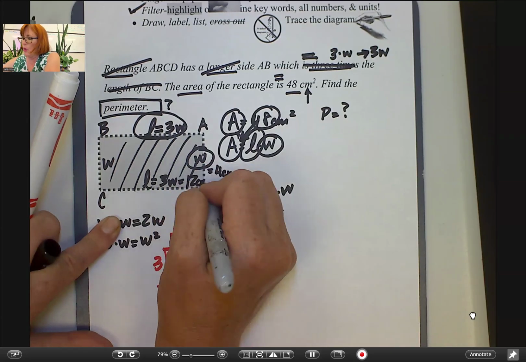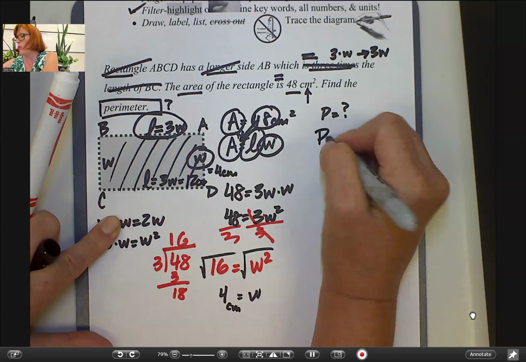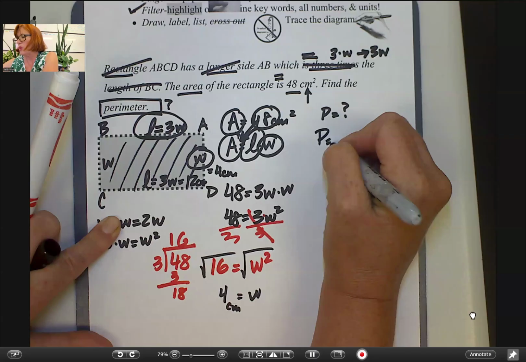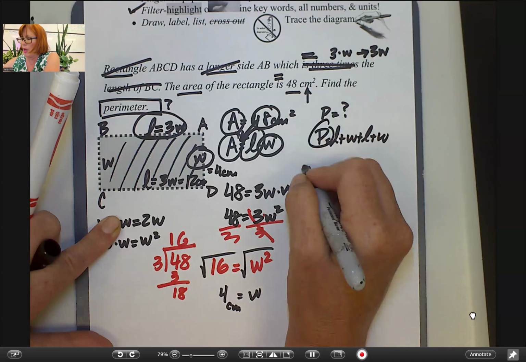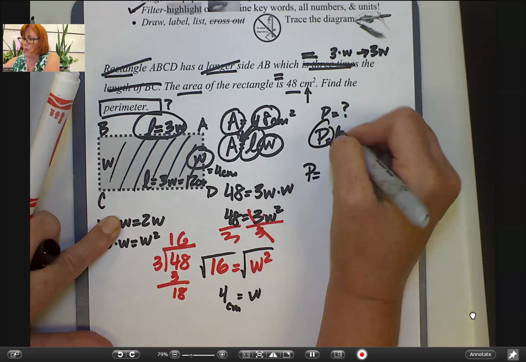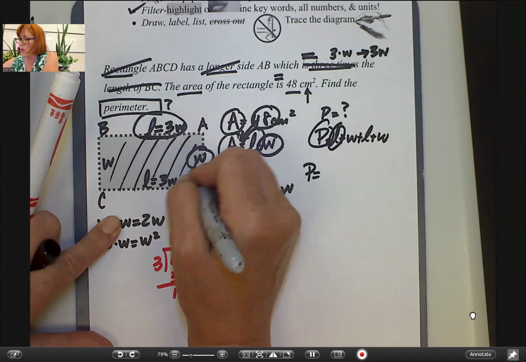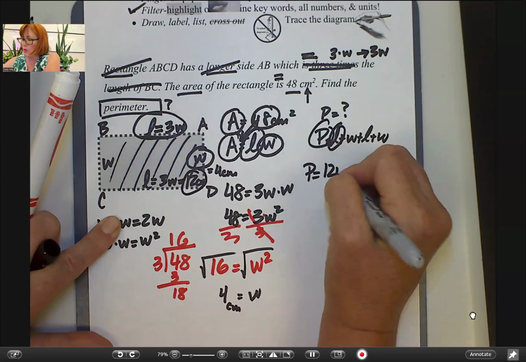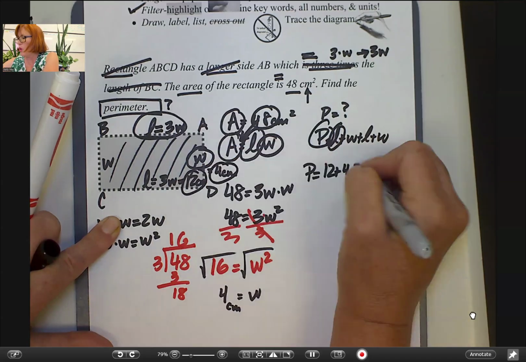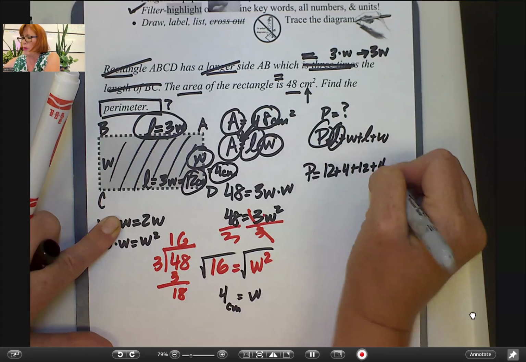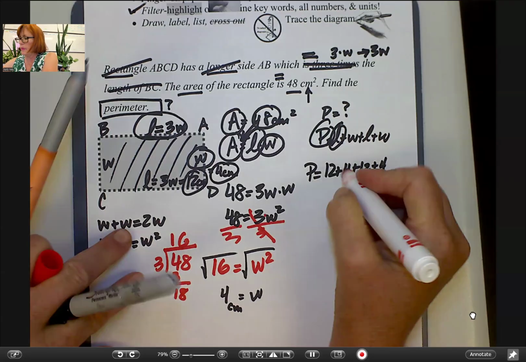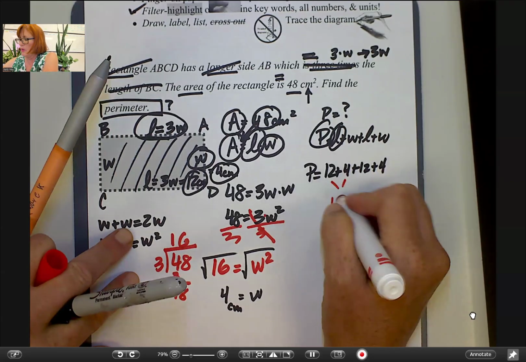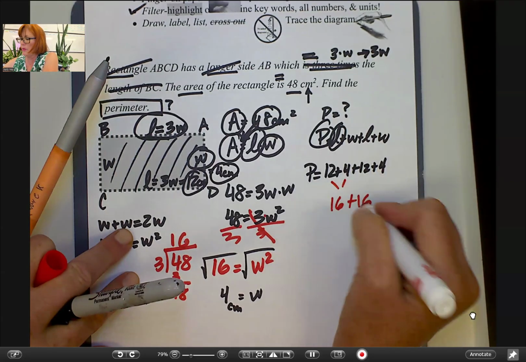Well, what do we know about perimeter? We know perimeter is length plus width, plus length plus width. Circle, I don't know that. Circle, but I know this now. 12 plus circle, 4 plus 12 plus 4. Finish this up. 16 plus 16.